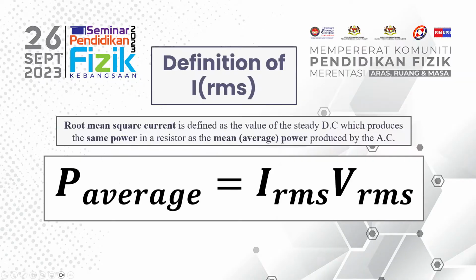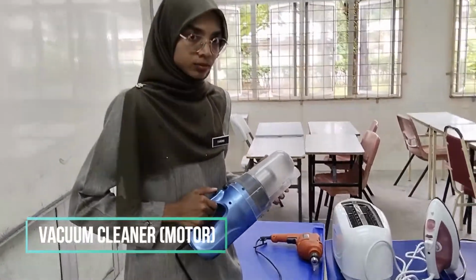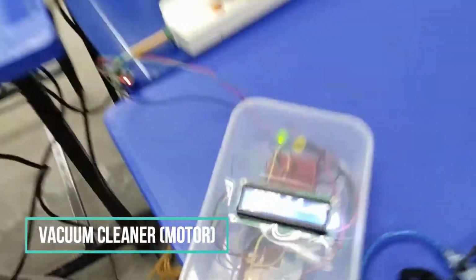AC-Duino Kit clearly shows the importance of root mean square current in our daily life because RMS value is the value that we use to calculate the power consumption of all our electrical appliances.